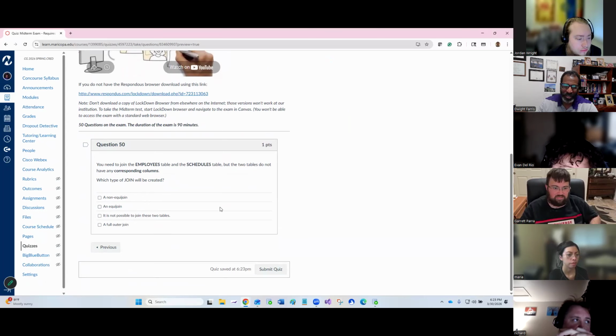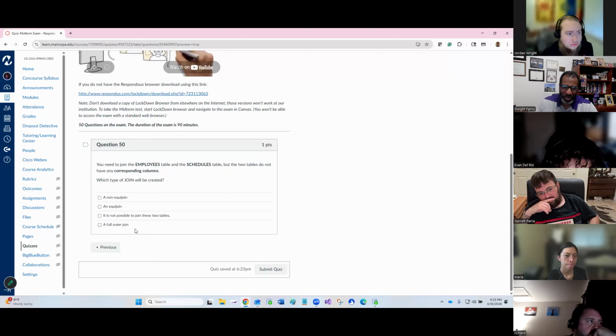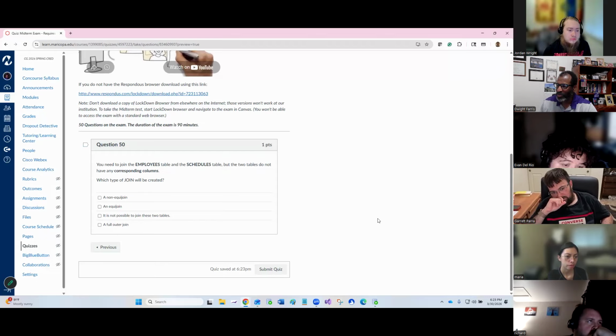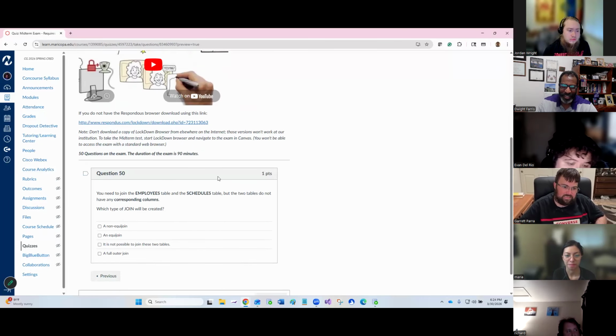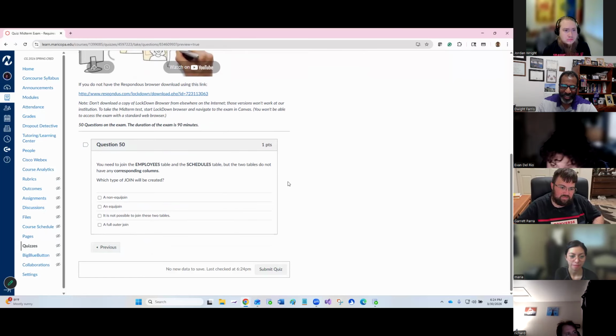According to these choices: a non-equal join, an equal join, it is not possible to join these two tables, or a full outer join. Very odd answers, but what do you think? Which one of these would you choose? Someone has to say something. Is it not possible?